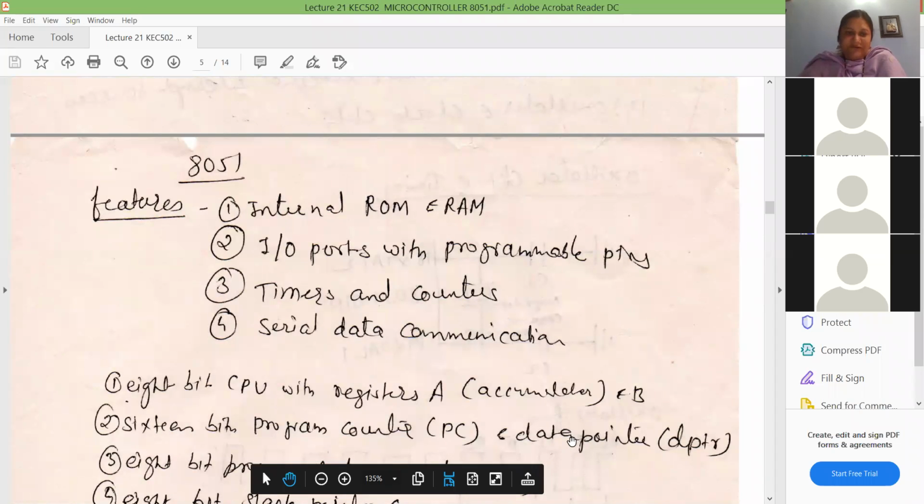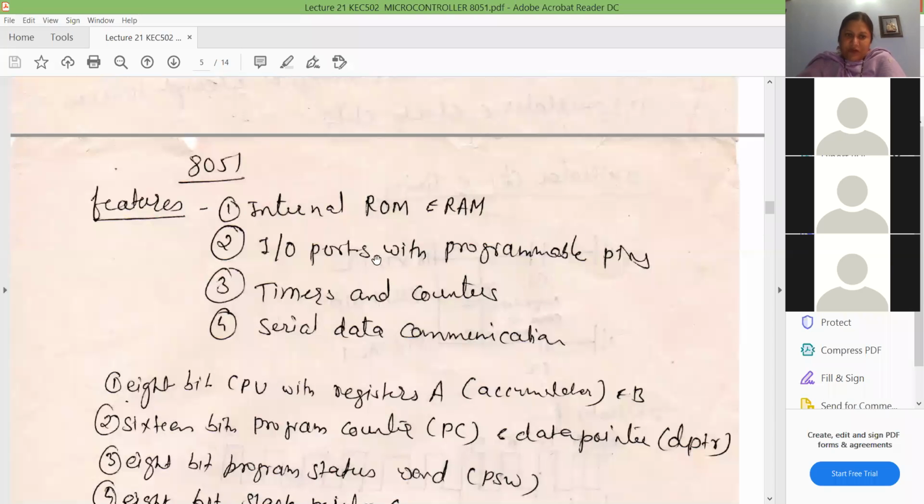So we'll see some features of 8051 microcontroller. What are the features? Whatever we have talked till now, it is having internal ROM and RAM. It is having input output ports.